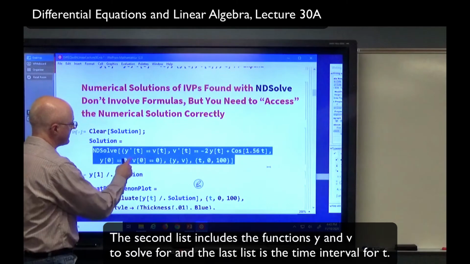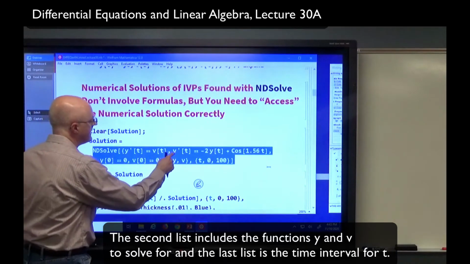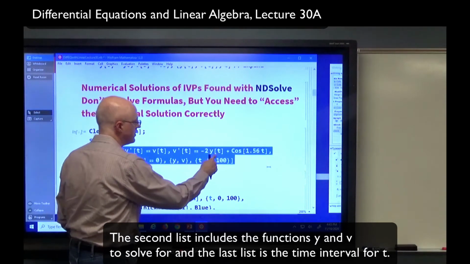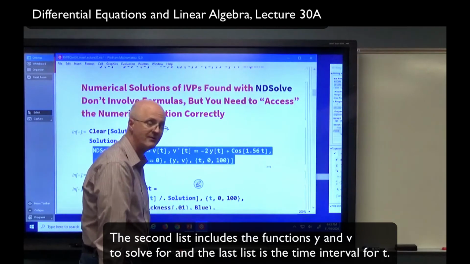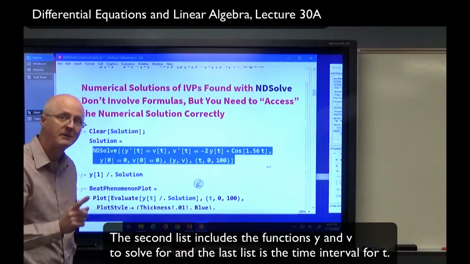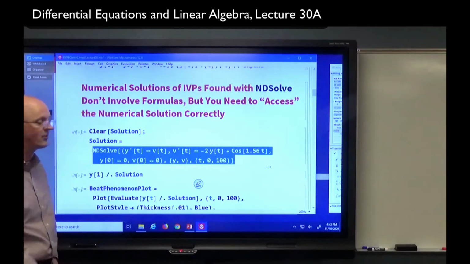There's my first derivative equation, dy dt equals v. Here's the second one, dv dt equals negative 2y plus cosine. I picked omega to be 1.56 here. In fact, I picked it purposely to relate to lecture 29a and a graph that we saw there.